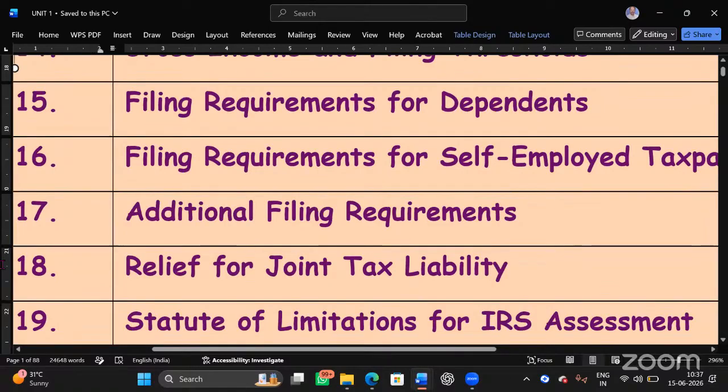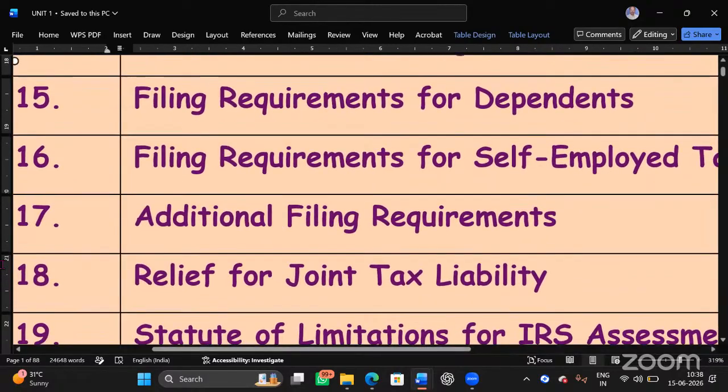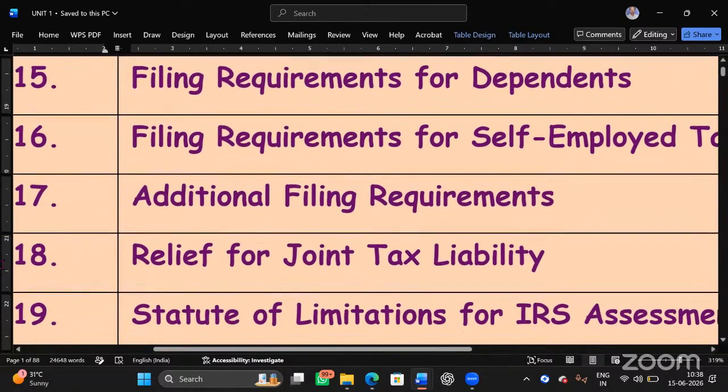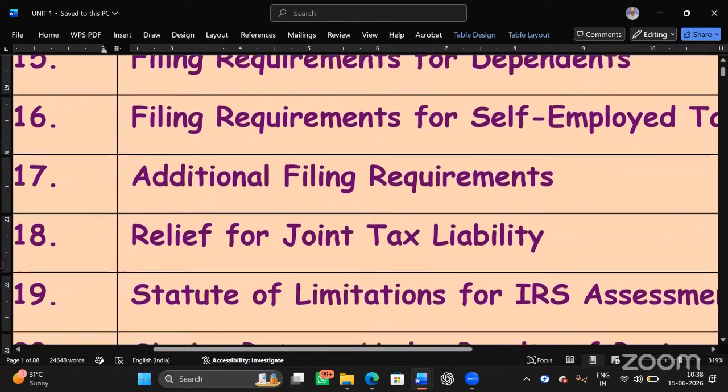Additional filing requirements. Suppose any person gives a gift to somebody else; that attracts gift tax. In the case of the gift, the person who is giving the gift and the person who is taking the gift, who is responsible to file the return, what tax amount is to be paid in the case of gifts, and who has to pay, everything will be clearly explained.